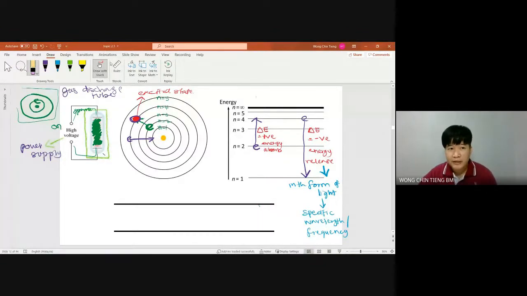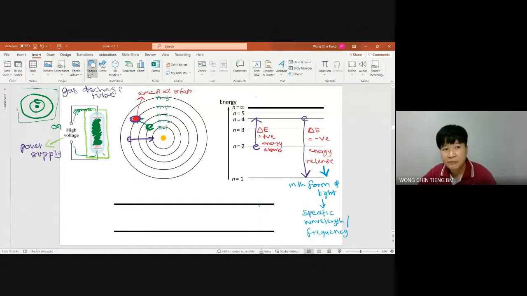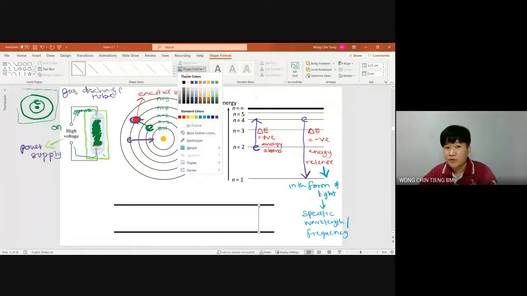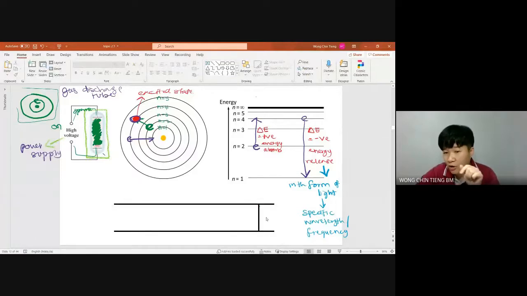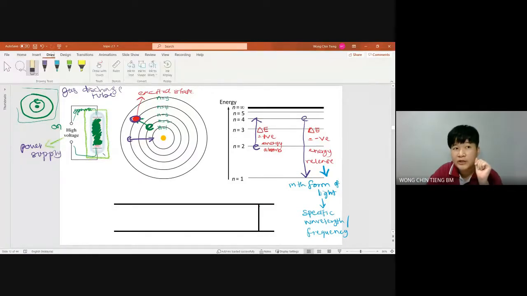Just a kind reminder over here is, when you form a line, the line will be formed because you are dropping down. Okay? So line over here will be only formed when you have energy release. This line will be only formed because you have energy release. And energy release bermakna electron mesti kena jatuh. Betul? Then only you have the energy release in the form of light that has specific wavelength and frequency.